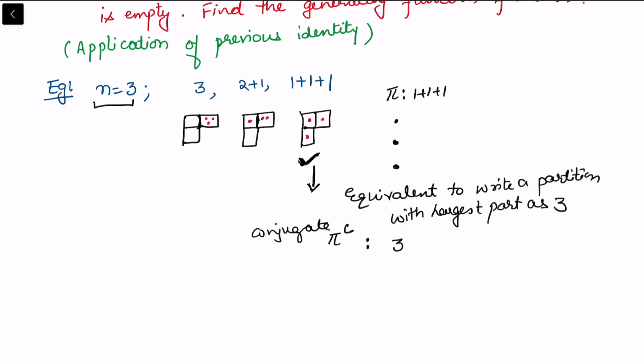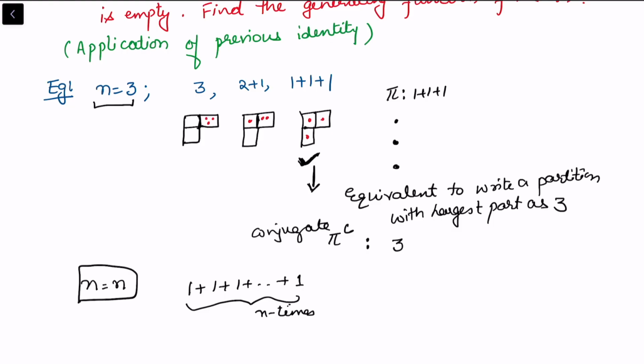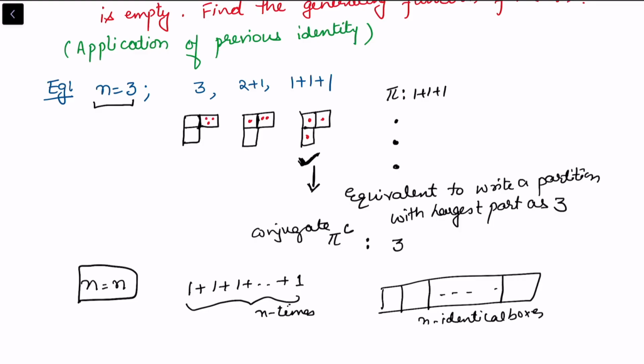So for example, if I consider a general case n is equal to n, this means I am writing 1 plus 1 plus 1 plus so on plus 1 up till n times. So when I consider up till n times, this means I want to consider a partition of n into n identical boxes, and each box has at least one. So every box consists of one dot. So this is what it means.